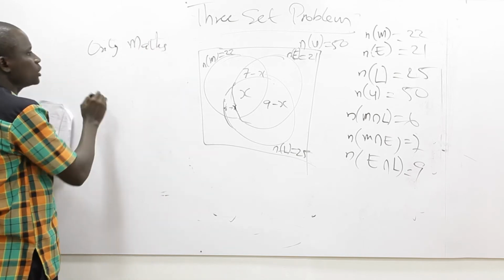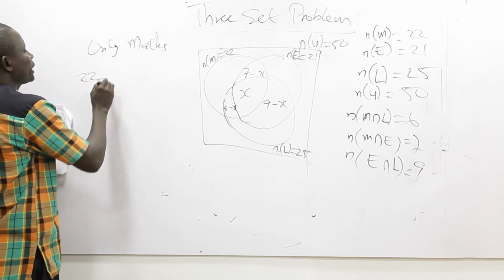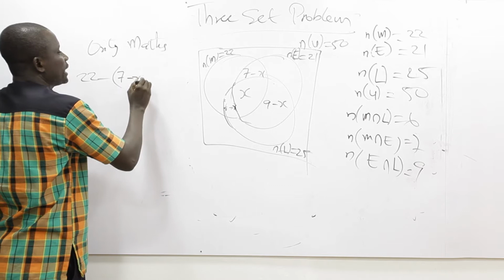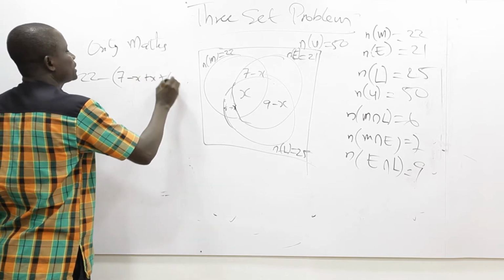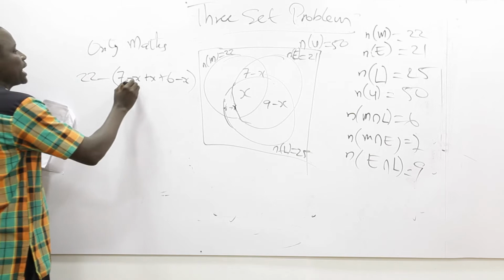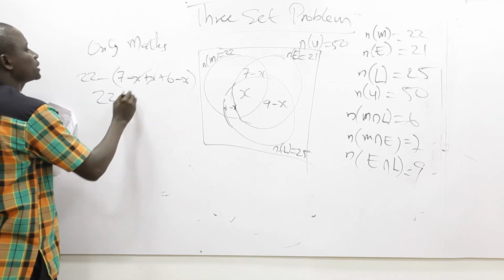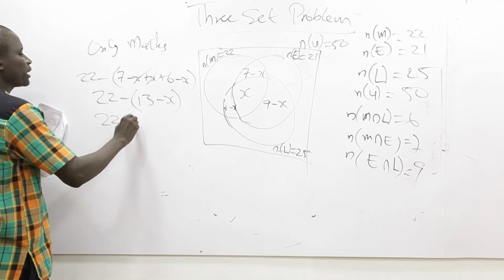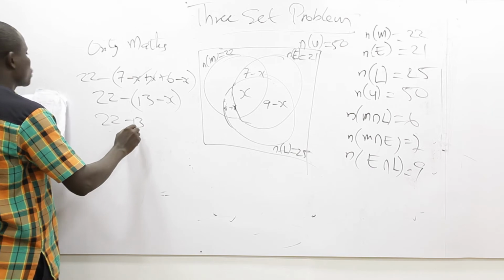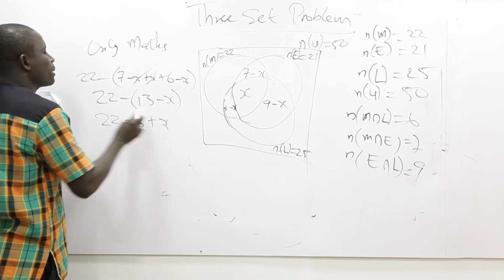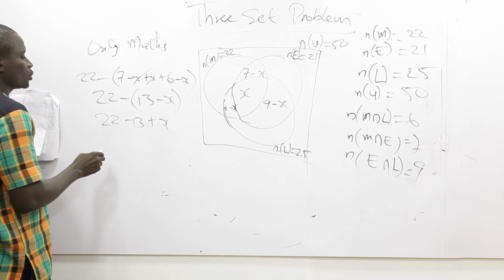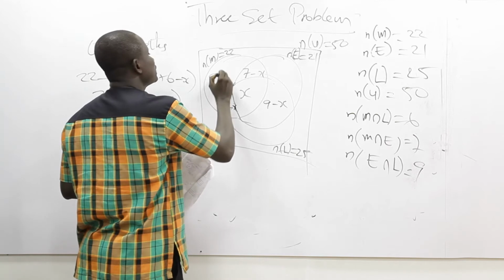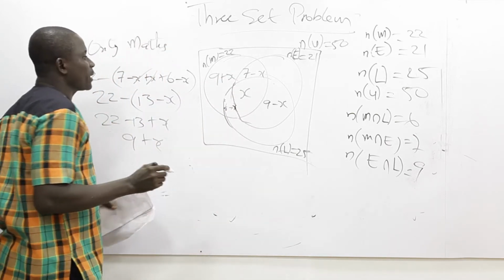So we are saying that only maths is going to be 22 minus, in brackets, the rest of this content, which is 7 minus x plus 6 minus x. If you work it out, x will cancel x. So we have 22 minus 13 minus x. If you open the bracket, we are going to get 22 minus 13 plus x. Remember that minus times minus tends to plus, okay? So here we're going to have 9 plus x. 9 plus x.